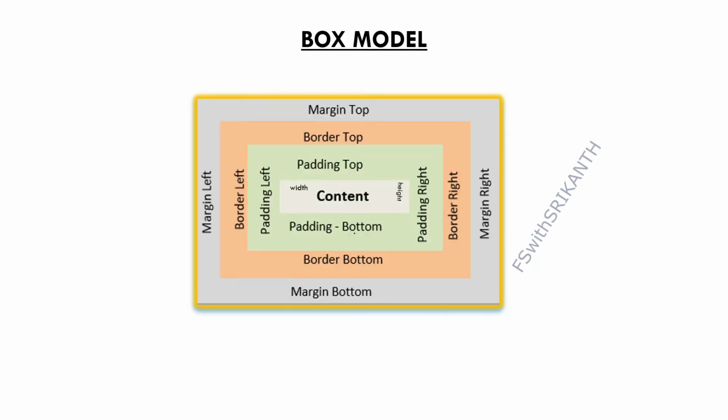So, the box model. This is a tag. What space is there? The content has a height and width. On the top of the content, there is padding available, the space from the content to the border.